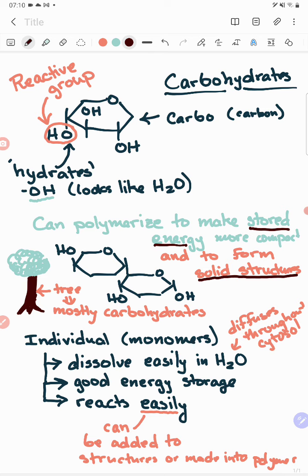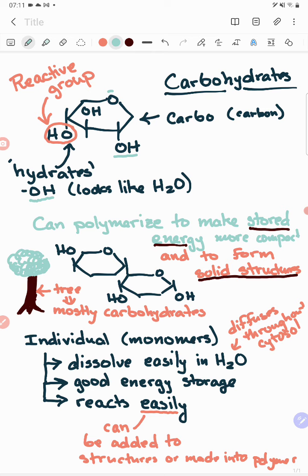But in terms of the cell itself, it uses individual monomers most of the time, where they're dissolved easily in water. They're just floating around in the cytosol because, remember, they dissolve very easily, because if you were to look at our carbohydrate example, it is very polar, it has lots of oxygens, and it is very happy to be completely surrounded by water.